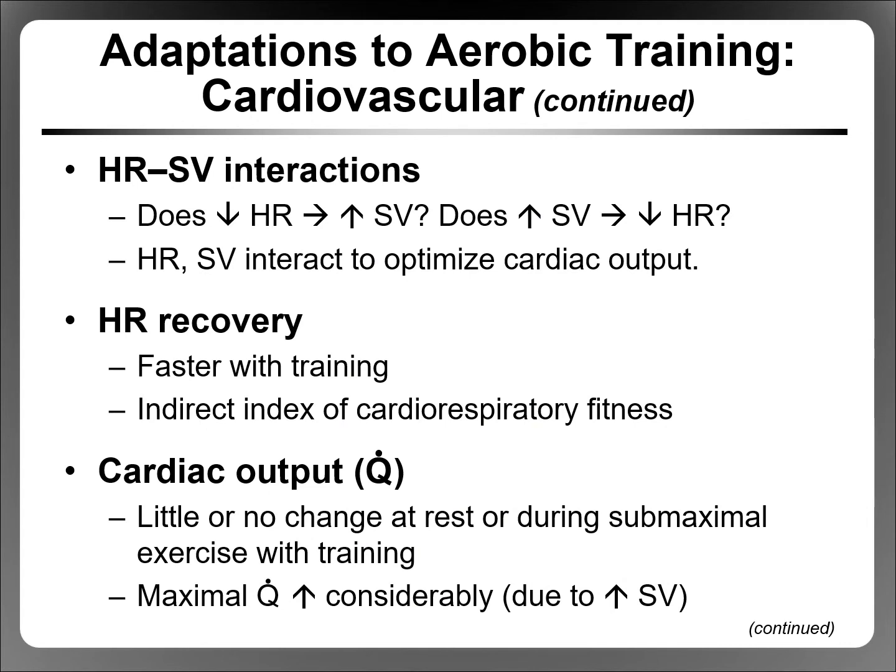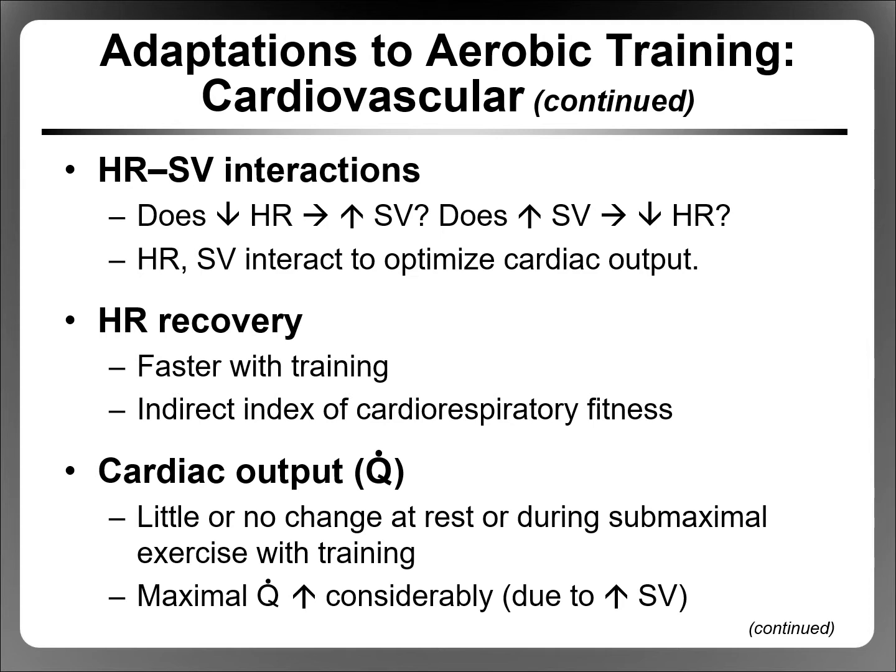All right, so going into this, we know there's an interaction between heart rate and stroke volume. This is our Q, or our cardiac output. So this is kind of an interesting question. Does the decrease in heart rate necessarily automatically mean I'm going to have an increase in stroke volume? And does an increase in stroke volume necessarily mean I'm going to have a decline in heart rate?